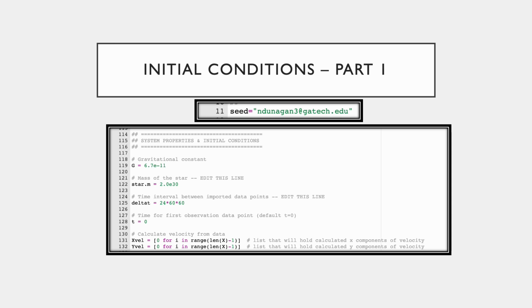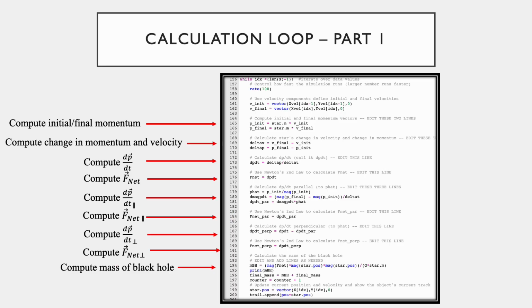We know the gravitational constant and mass of the star as these are given to us. I then edited delta t to be equal to 1 day in seconds. For the calculation loop in part 1, we will use the formulas that were talked about earlier. We will find the initial and final momentum by multiplying the star mass by the initial and final velocity.